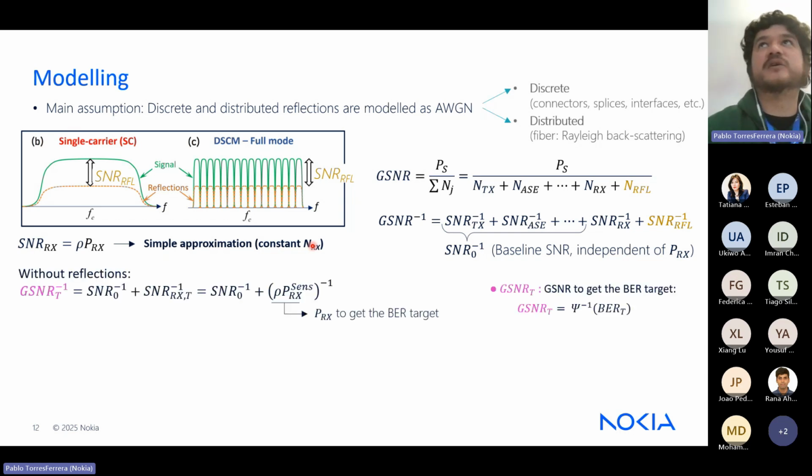And then we can start observing what could be the penalty of introducing the reflection. Without reflections, the baseline situation to compare the penalty, we just have the baseline SNR arriving from the receiver, the intrinsic receiver noise, which can be converted into this expression, just introducing some proportionality factor, that is the flat noise, multiplied by the power of the receiver, that we call sensitivity, when it gets the generalized SNR considered as the target one that provides the BER target that we mentioned before.